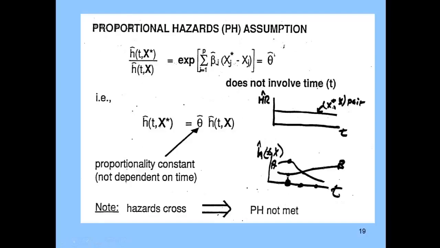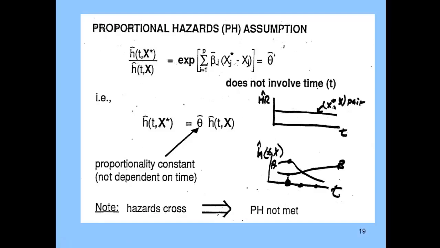Now, you notice that I said down at the bottom, if the hazards cross, then the proportional hazards assumption can't be met. So look at this picture. Is this a graph of hazard ratios? The one at the bottom? It's actually not a graph of hazard ratio.